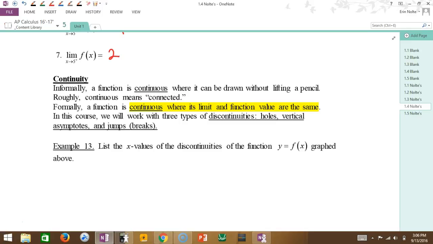Okay, so the second part of this is talking about continuity. Anybody remember what a continuous function is? Okay, I'll read it for you. A continuous function is a function that you can draw without lifting your pencil. That is the most basic idea. If you can draw it without having to pick up your pencil, then it is continuous. Very simple.